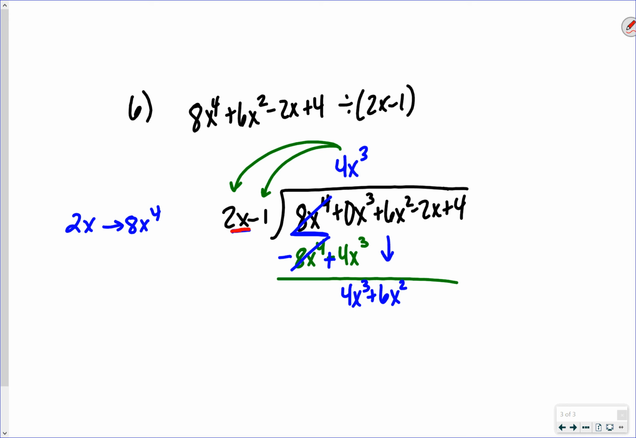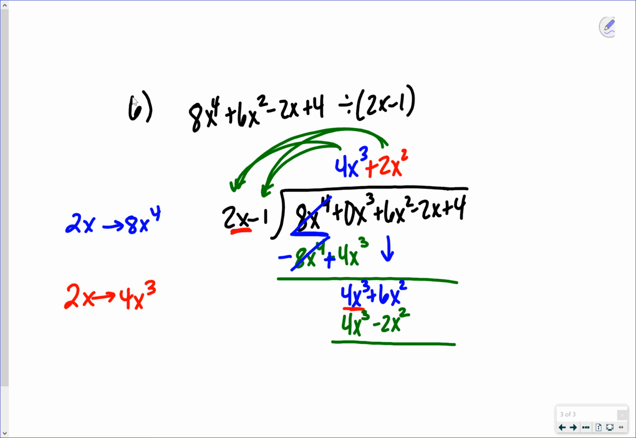What do I need to multiply 2x by to become 4x cubed? I need a 2 for 2 to become 4, and an x squared for x to become x cubed. And now we distribute. 2x squared times 2x is 4x cubed. 2x squared times negative 1 is minus 2x squared. Operation straight down is subtraction. So minus plus minus minus becomes a plus. 4x cubed minus 4x cubed is 0. 6x squared plus 2x squared is 8x squared minus 2x.